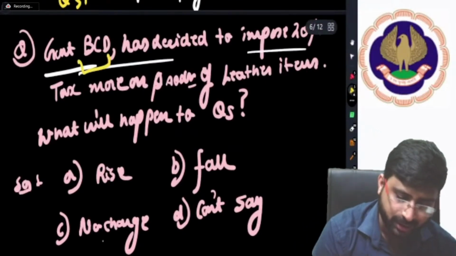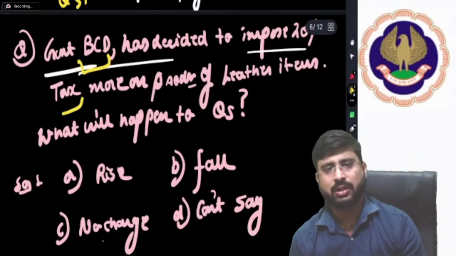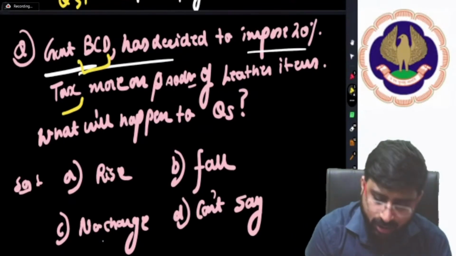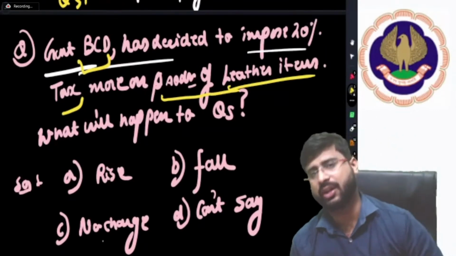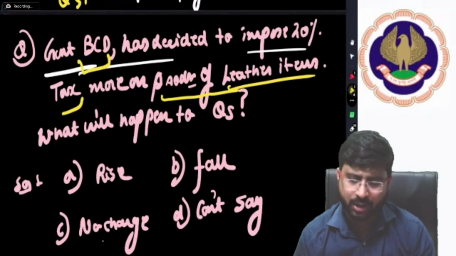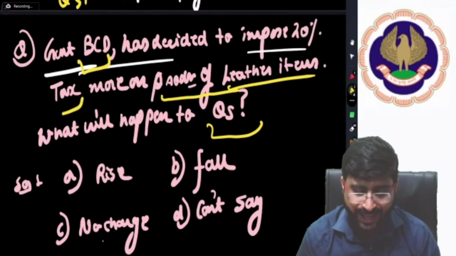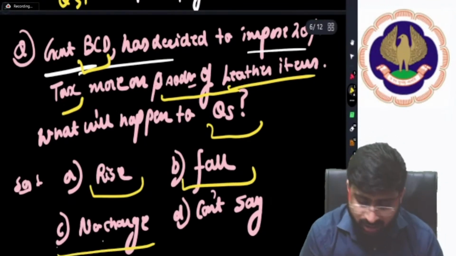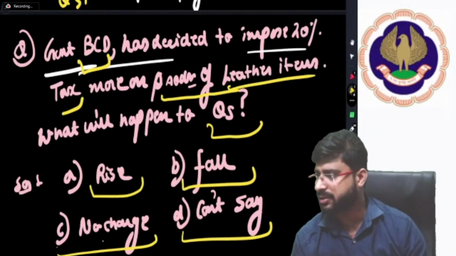There is a government that has decided to impose 20% tax on some production of leather items. So the government has imposed the tax on leather. You will tell me what will happen to quantity supplied. Because of the imposition of tax, will the quantity supplied of leather rise? Will it fall? Will it result in no change? Or it can't be said. What do you believe, my dear friends, will be the answer? Come on, friends.